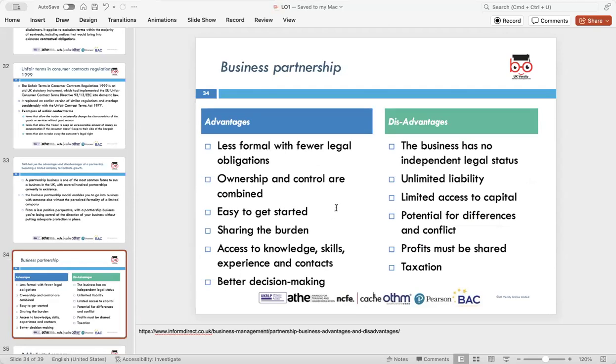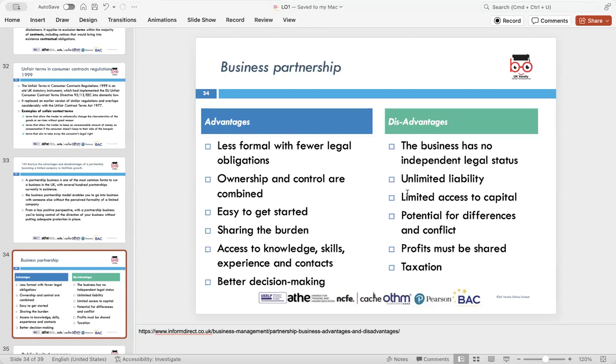Business partnership advantages and disadvantages. Obviously, when we talk about advantages: less formal with fewer legal obligations, ownership and control are combined, easy to get started, sharing the burden, access to knowledge, better decision making.